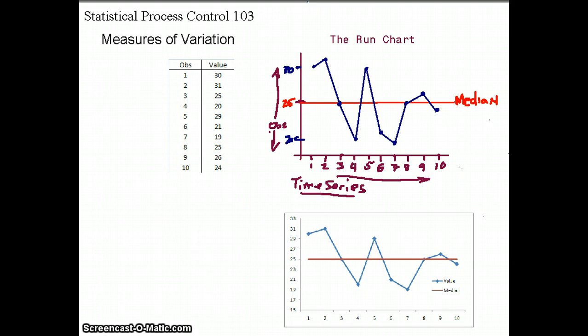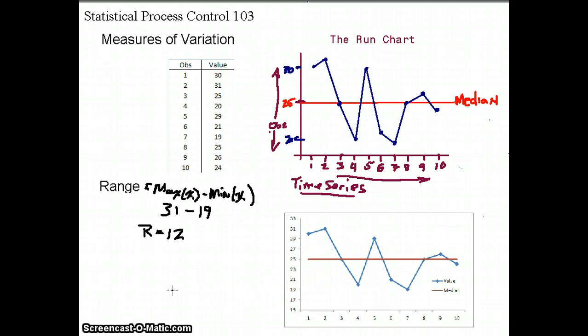So when we talk about measures of variation, we can start with a relatively simple measure of variation, and that is the range. The range is very simply the maximum value of x sub i minus the minimum value of x. So in this case, that would be 31 minus 19. So the range would be equal to 12.